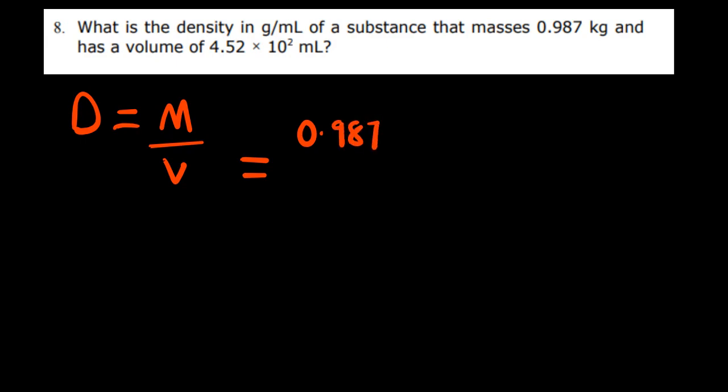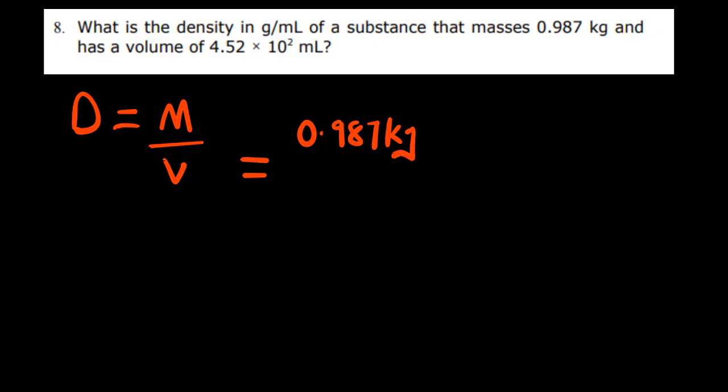Question number 8, we are told, what is the density in grams per ml of a substance that has a mass of 0.987 kg and has a volume of 4.52 times 10 to the power 2 mils? So we're trying to find the density, and we know that density is equal to mass over volume. So we'll go along with it. We've been given our mass to be 0.987 kg.